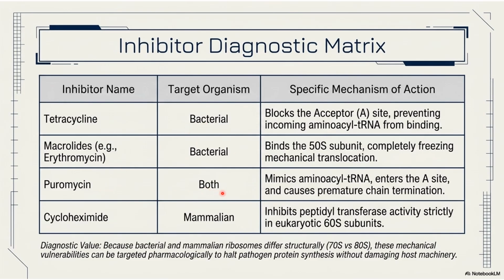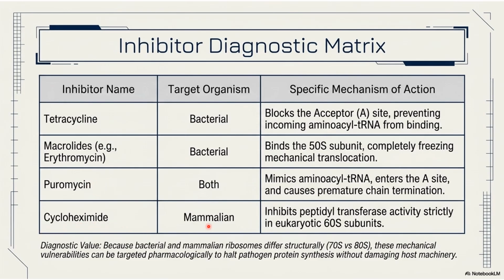Puromycin mimics the amino acid tRNA. It enters the A site, the acceptor site, as if it is the original tRNA. It will enter and block the acceptor site, so the chain formation will not take place. There will be premature chain termination. So that is the action of puromycin.